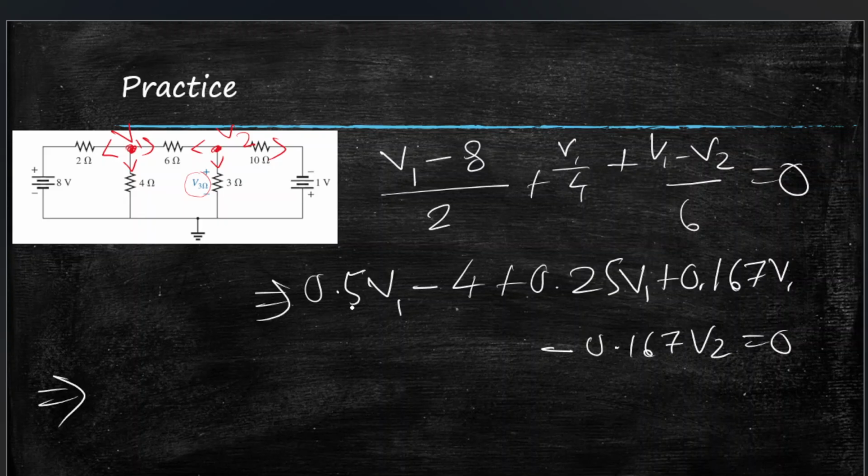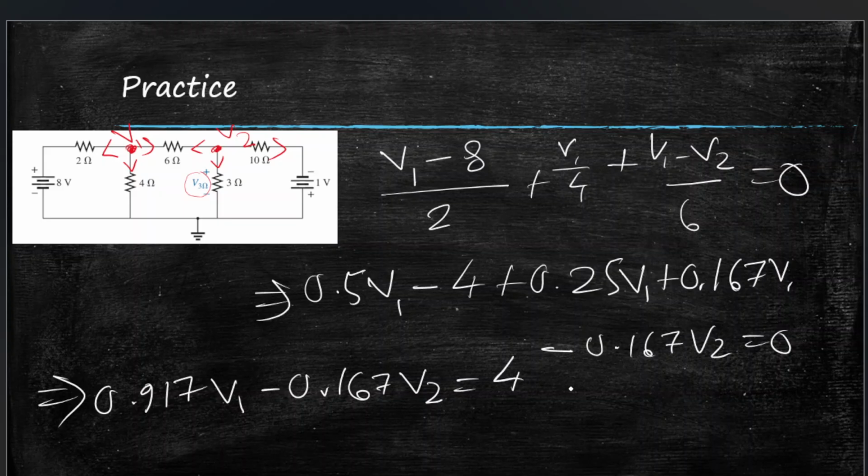Now let's arrange that. So we have 0.5 plus 0.25 plus 0.167. So we have 0.917 V1. And then we have minus 0.167 V2 is equal to 4. So that's our equation 1.